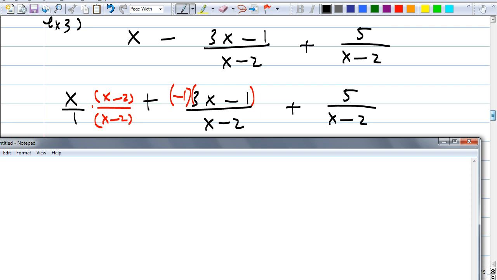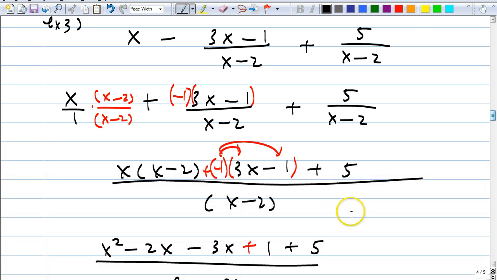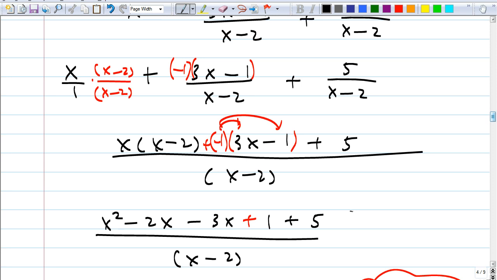Let's write them out. That's x squared minus 2x, plus negative 3x plus 1, plus 5. That's right. Did you all get this? So you get x squared minus 2x minus 3x plus 1 right here, okay? Because you have to distribute that. And plus 5 all over x minus 2.